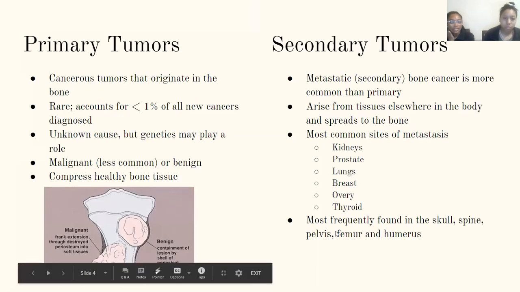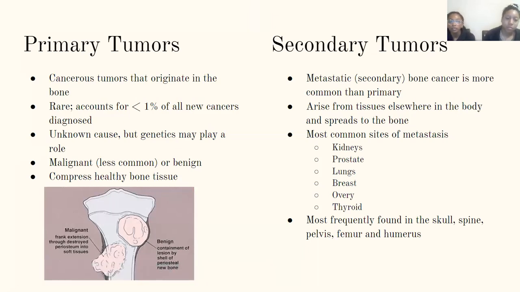Primary tumors versus secondary tumors. So primary tumors are cancerous tumors that originate in the bone. They are rare and they account for less than 1% of all new cancers diagnosed. The cause is unknown, genetics plays a role, and also radiation is thought to have played a part in it as well.